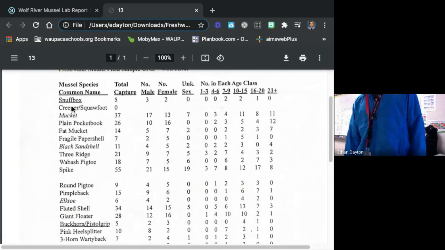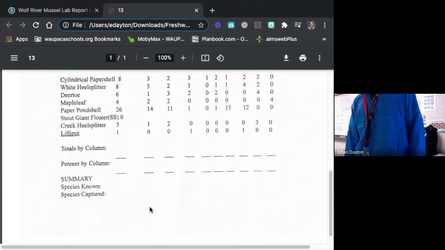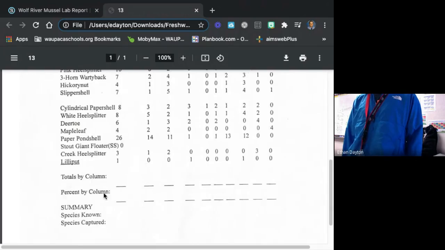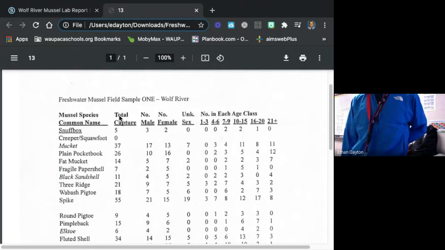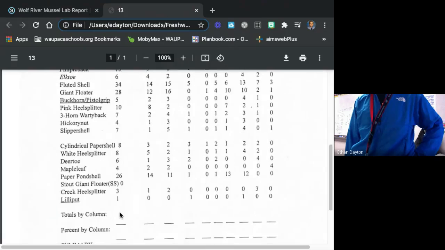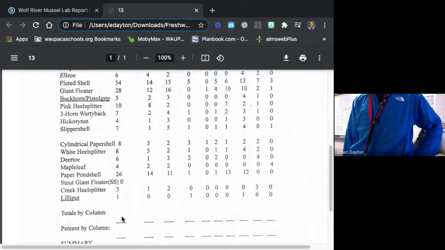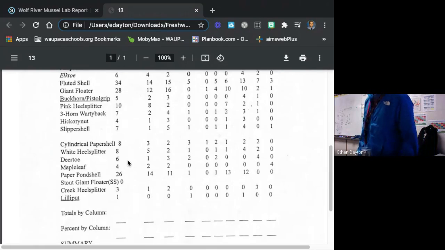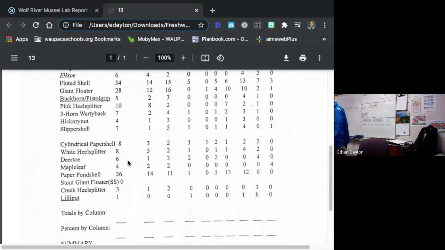So that's just an example. I took you through the snuff box. You can take a look and peruse these other ones. Now, once you scroll down, online students, you see totals by column. You're going to need to go through and add all of these up in the column and write the number there for each column. Some of them will be easier than others because there will be fewer numbers to add.